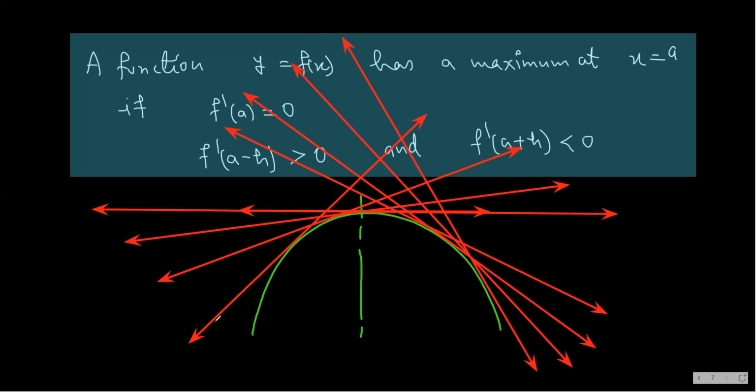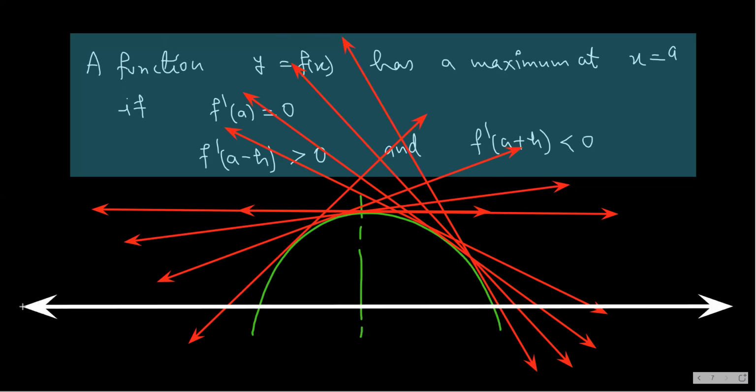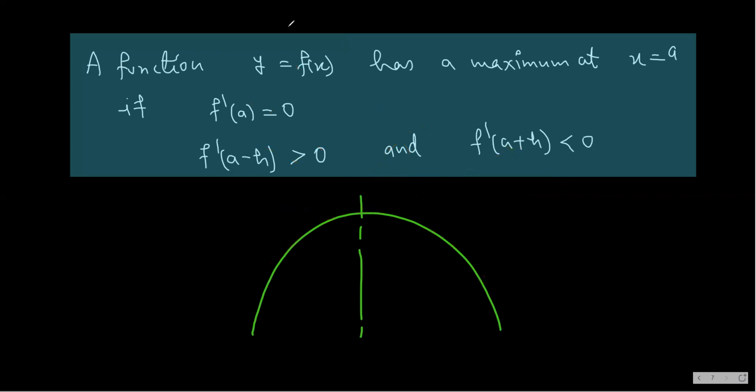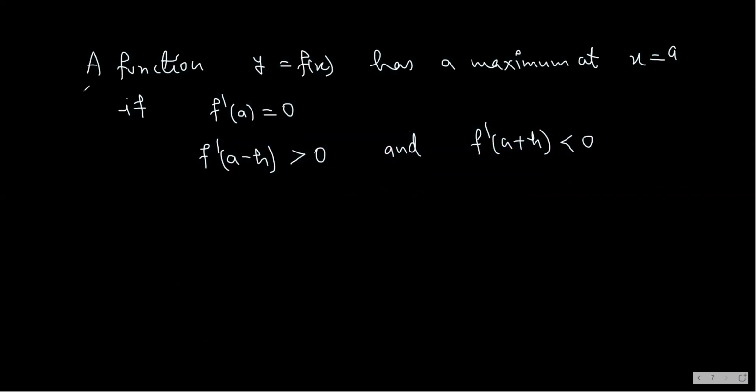So remember, you have to start like this, and all these tangents will cut the x-axis at an acute angle. If it is cutting at an acute angle, tan theta will be positive. So slope positive before, 0 at the point, and after negative. Remember like this: before positive, then at 0, and afterwards negative. So this is the condition for the maximum of a function. I hope you followed it.